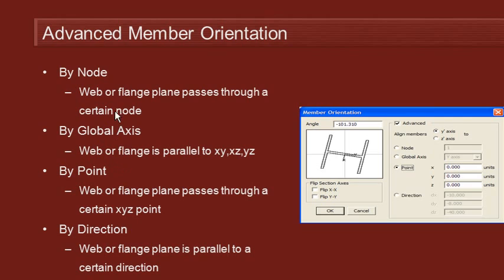The alignment to a point is very similar to the alignment to a node, except that we assume there isn't a node at that point. We just type in the coordinates directly. And then finally, we can type in an arbitrary dx, dy, dz vector orientation for the orientation.